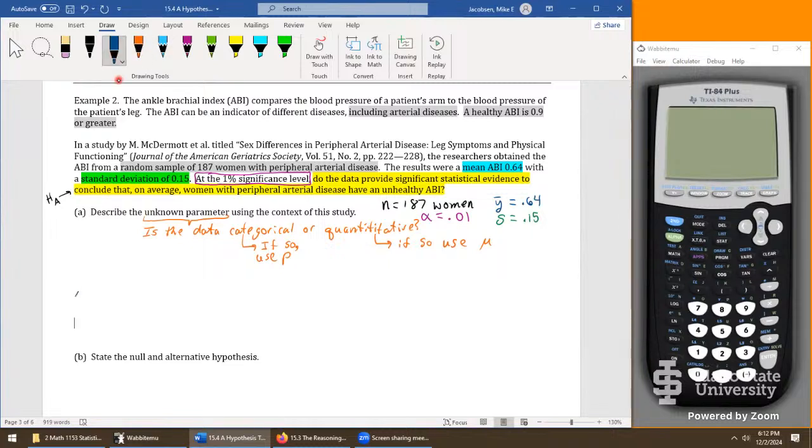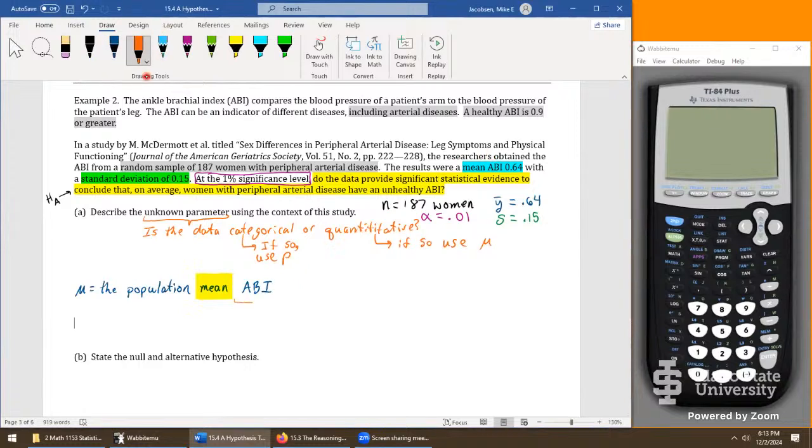We'll start off by saying mu equals the population mean. You could say, again, the true mean, population mean. You could say the true average. I like that one because average is easier to understand when you're explaining your results. You could say the population's average, but you do have to say either mean or average somewhere to indicate the type of parameter. So it's going to be the population mean of what? Well, if your data is quantitative, go immediately to your unit. Population mean ABI.